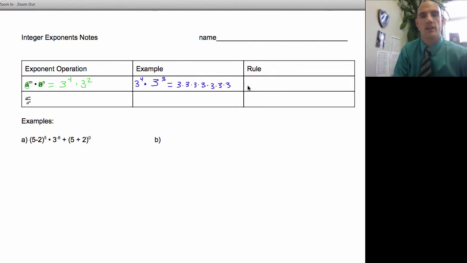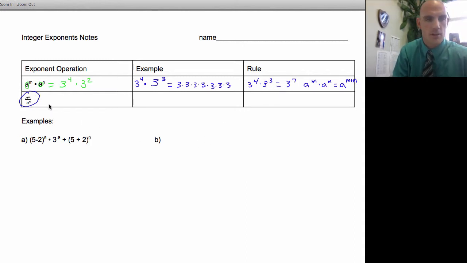The rule says if we have 3 to the fourth, and I don't want that 4 to look like a 9, and we multiply that times 3 to the third, it really equals 3 to the seventh. So in general, we would say a to the m times a to the n equals a to the m plus n: keep the base, add the exponents. Because it works for 3 to the 4 plus 3, 3 to the 7th.